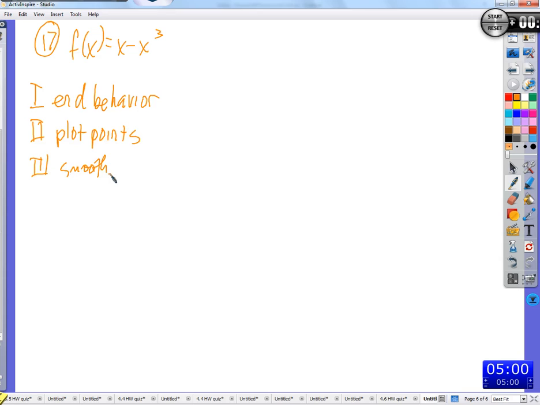It might be helpful to just go ahead, before you start, and write it in descending order of the powers of x. So negative x cubed first, plus x. So you're going to get the end behavior.